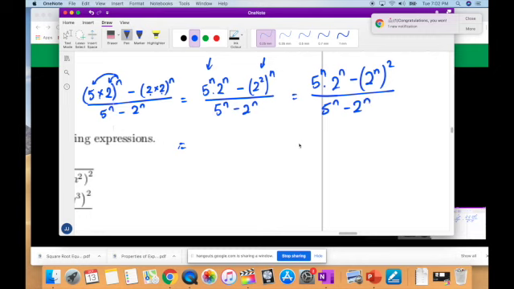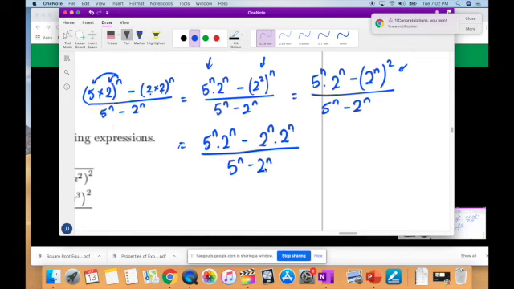Caitlin, you alright so far? Yes. So where's this 2 to the n squared? Well, 5 to the n times 2 to the n minus 2 to the n times 2 to the n, and 5 to the n minus 2 to the n. Make sense there?